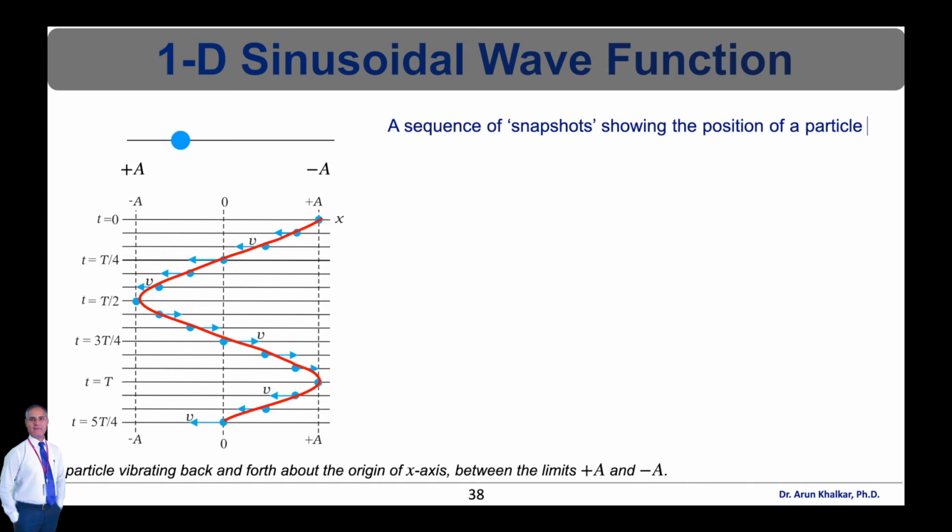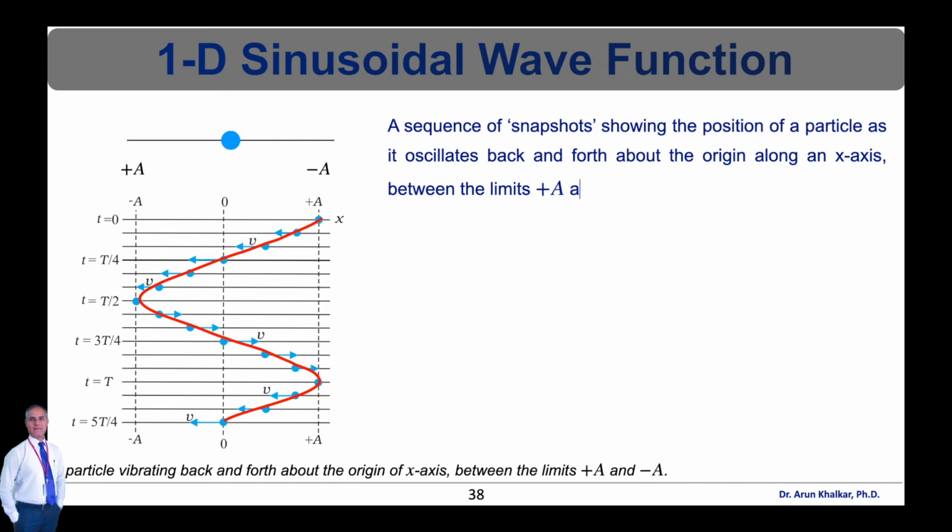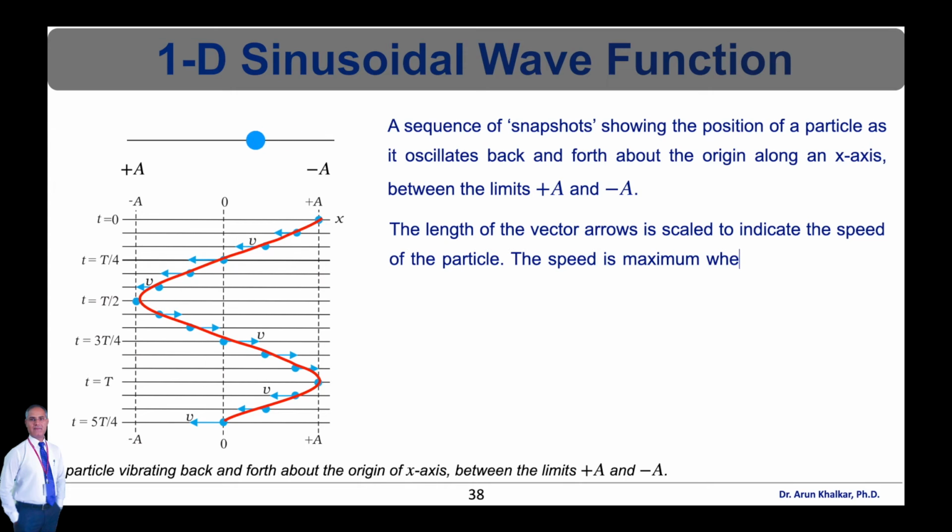The time t is chosen to be 0 when the particle is at plus a position and returns to plus a position at t equal to capital T. To study the motion of this particle, let's record its positions as a function of time by taking snapshots at regular intervals of time. A set of such snapshots is shown in this diagram. A sequence of snapshots taken at equal intervals of time showing the position of a particle as it oscillates back and forth about the origin along the x-axis between the limits plus and minus a.